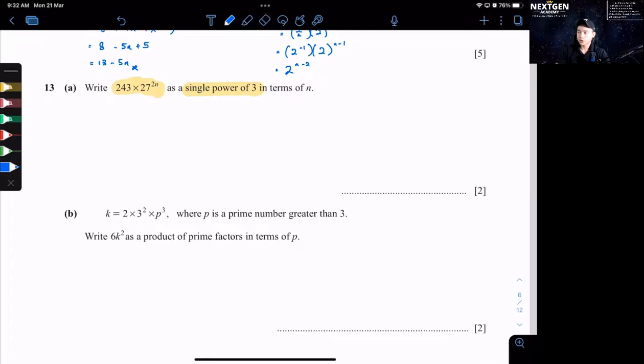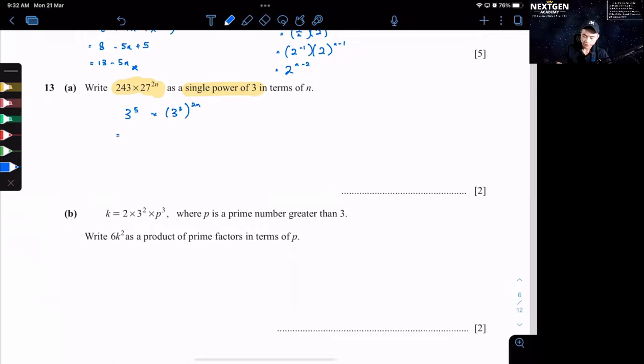So 243, if you're unsure, just use your calculator and then try and error. So you can say 3 to the power of 3 is how much? And 3 to the power of 4, how much? 3 to the power of 5, you'll get 243. Okay, so 27 is 3 to the power of 3.